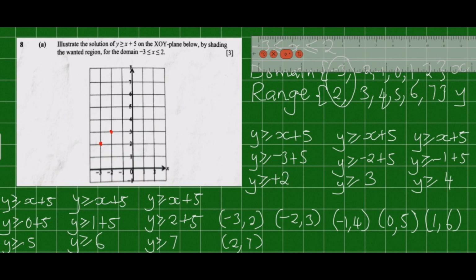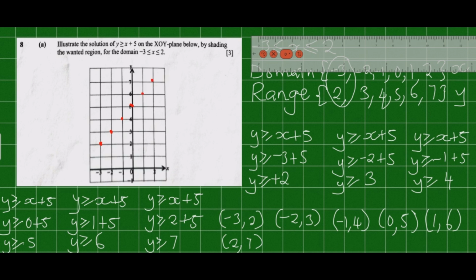Then we have -1, 4: -1 is the reading on the x-axis and 4 is on the y-axis. Then we have 0, 5, that is 0 on the x-axis, then 5 on the y-axis. Then 1, 6, with a reading of 1 on the x-axis and 6 on the y-axis, like that. Then we have 2, 7, the reading on the x-axis is 2, then on the y-axis is 7. So we are going to come up with something like this.